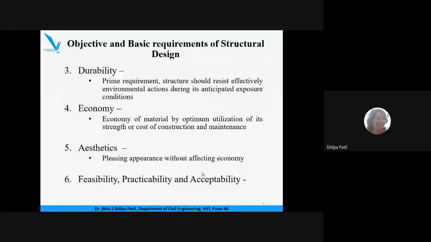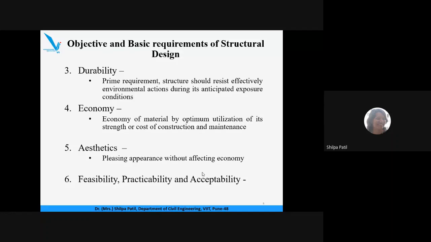The aesthetic looks of the structures should be given in such a fashion that it should look good, and at the same time we can achieve the economy. Okay, we cannot compromise safety and durability aspects at all whenever we do any structural design. But obviously we have to think about the economy also.